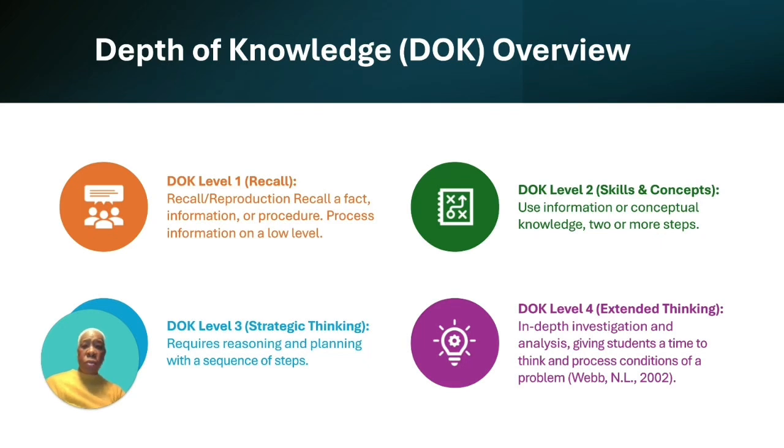We want our students first and foremost to be able to recall the information that we present in a lesson. Number two, the second level would be skills and concepts. Use that information that they can recall and be able to build on that information. Again, we want them to analyze, we want them to investigate, we want them to research, we want them to problem solve. Level three in the DOK chart is strategic thinking.